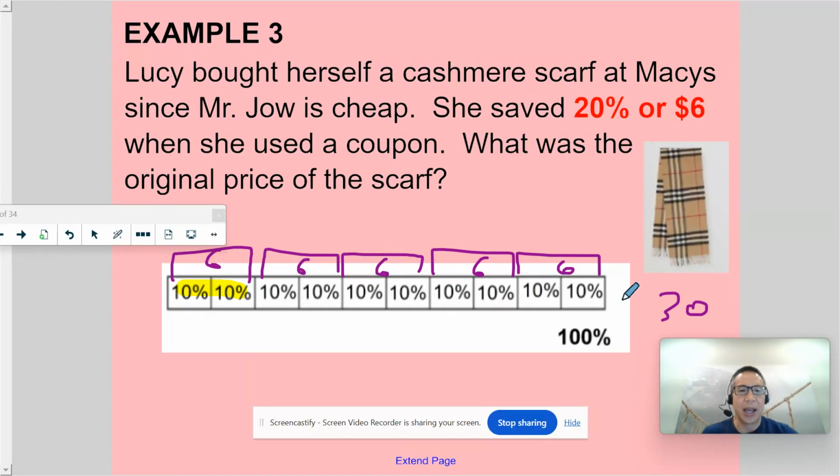Or, this is how I like to do it. If 20% is $6, what would each 10% be? $3. And how many 10% goes into 100%? 10 of them. So 3 tens equals $30.